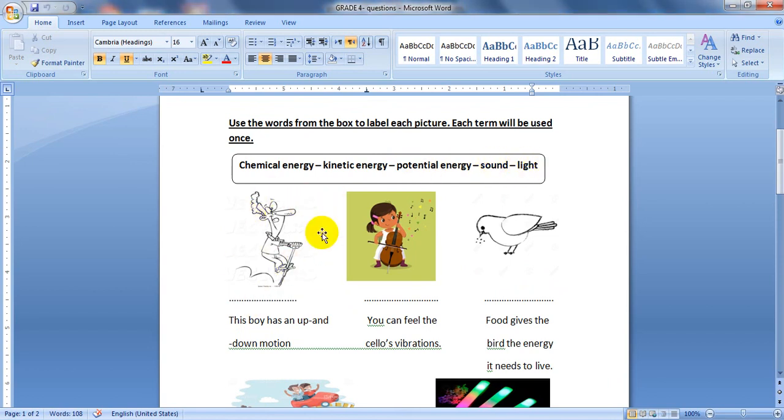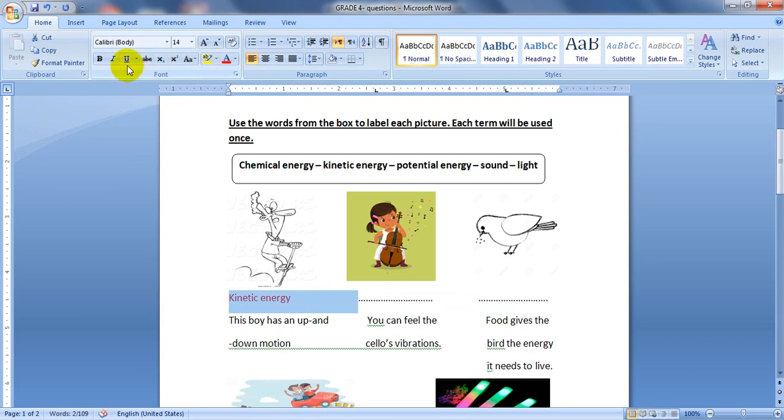The first one, do you remember the pogo stick? This boy has an up and down motion. He's moving. So which kind of energy is the energy of motion? Do you remember it? It's kinetic energy. So here we will write kinetic energy. So the first one, we wrote kinetic energy.